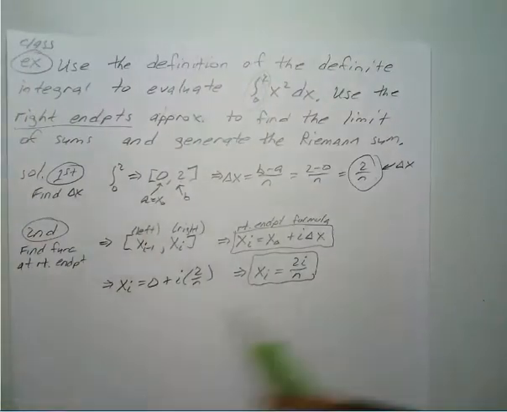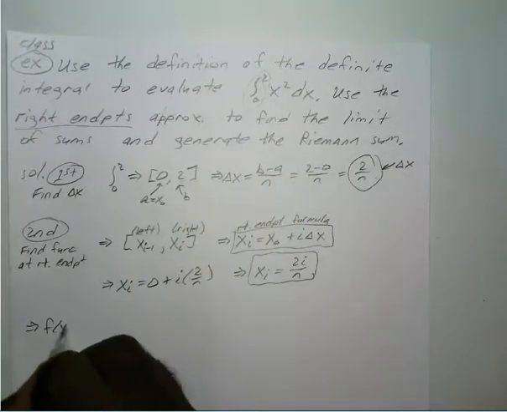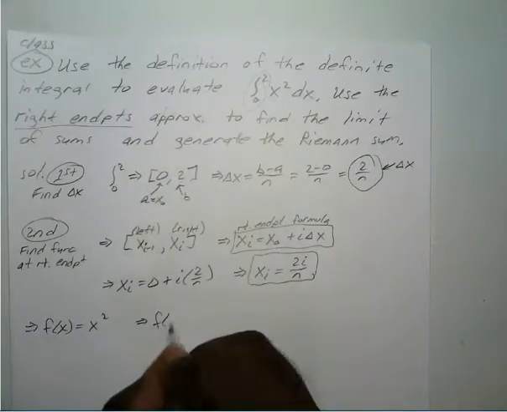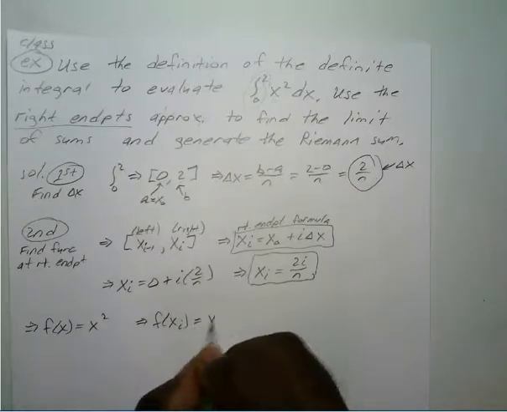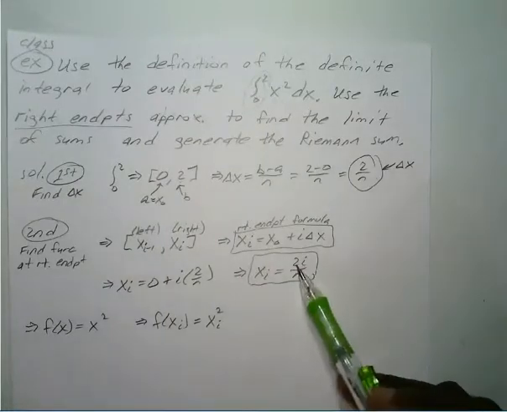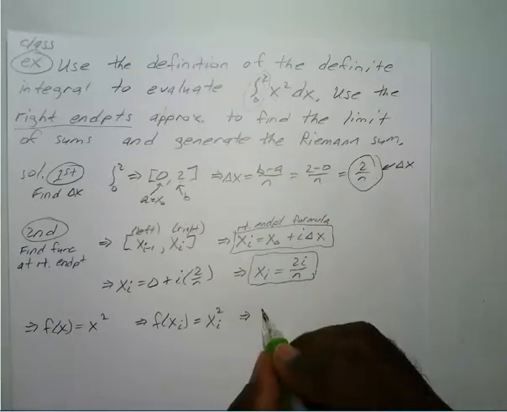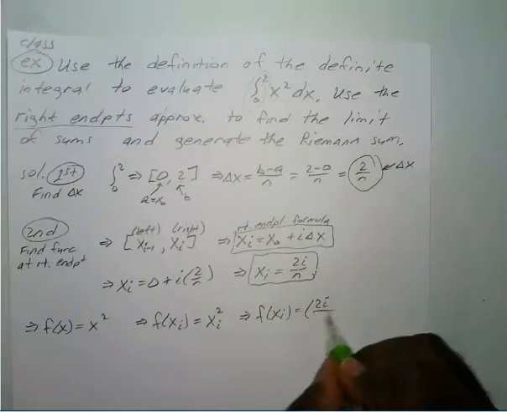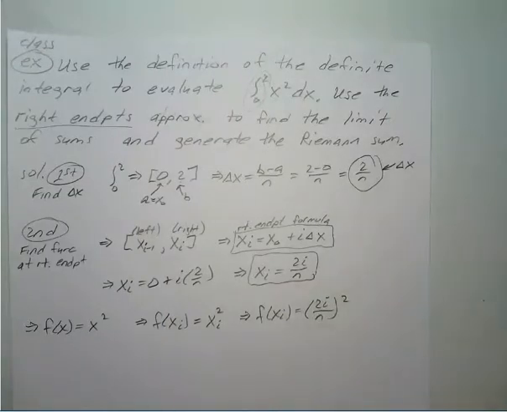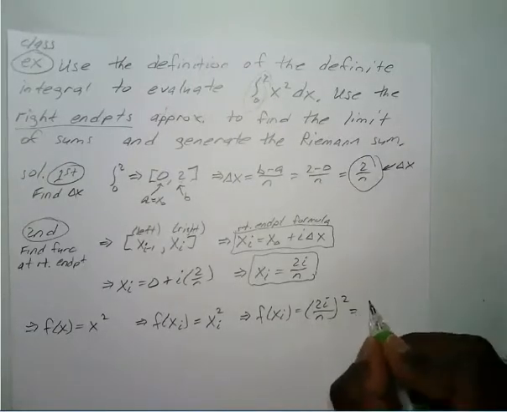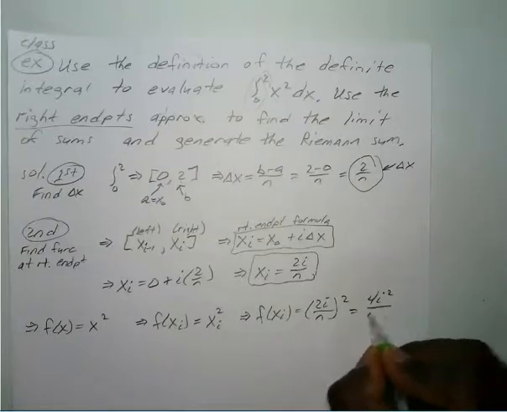We now have to find our function. So here, your f of x is equal to x squared. That means your f of x sub i is just equal to x sub i squared. We know our x sub i is 2i over n. So our f of x sub i is going to equal (2i over n) squared. If we go ahead and distribute that square, it's going to equal 4i squared over n squared.